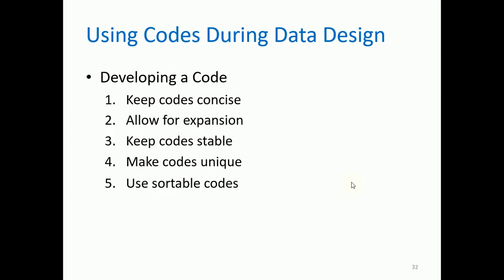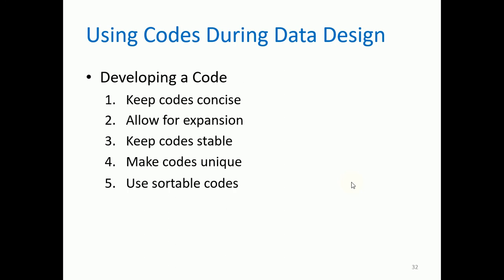Okay, for developing a code, these are the simple rules to follow. Number one is keep codes concise. As much as possible, don't make it longer than necessary. And then number two, allow for expansion. For example, you have five branches of your store, so your codes, for example, are 01, 02, 03, 04, and 05.